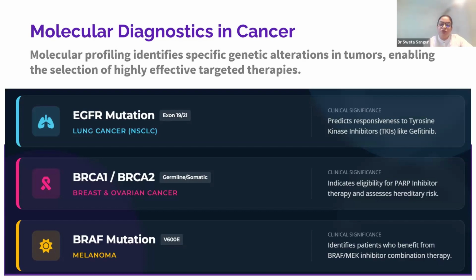So this molecular profiling helps us to identify this specific mutation. And once we know, we can select therapy which will work, which will directly target that molecular change. This is the foundation of precision oncology, treating the biology of cancer rather than just the location of the tumor.